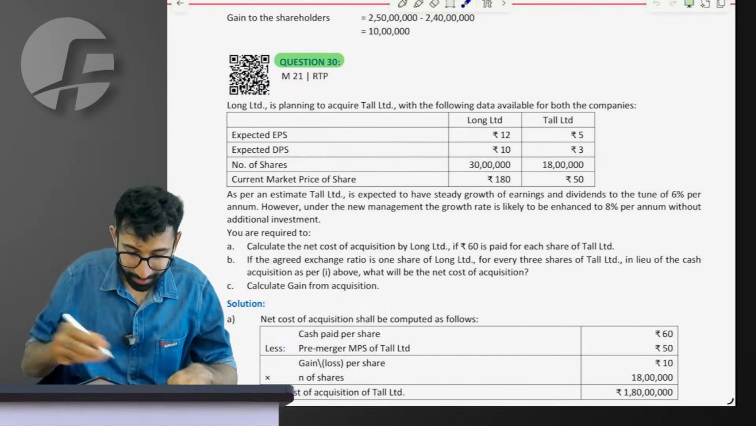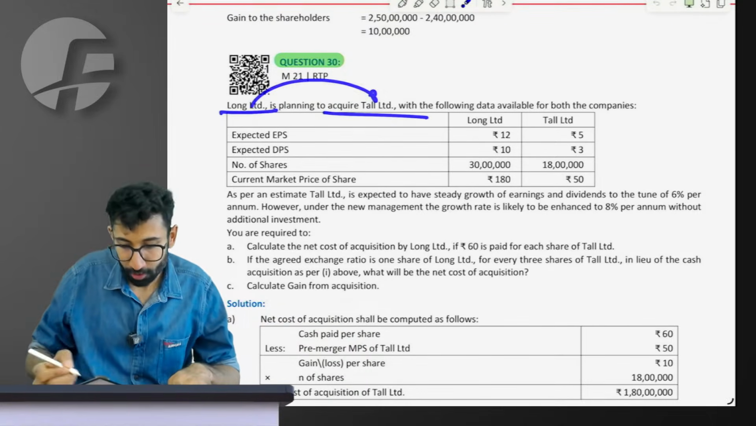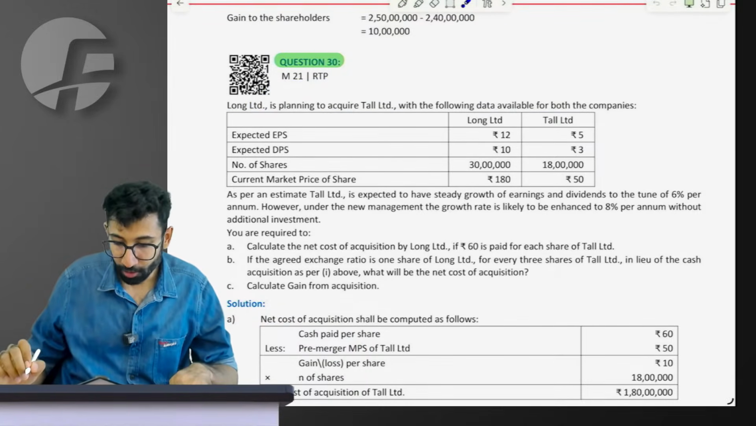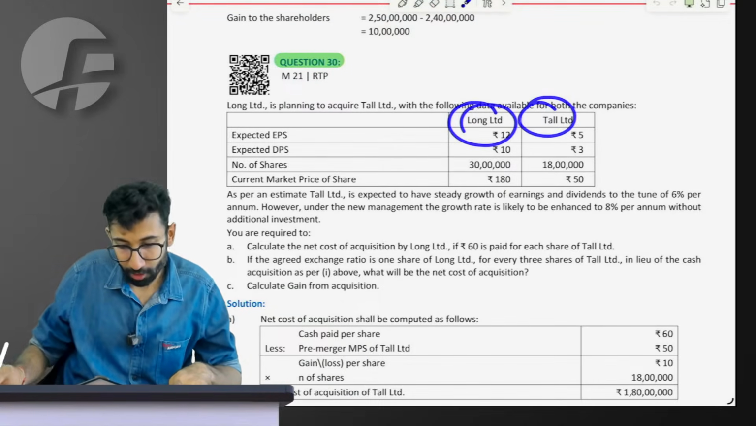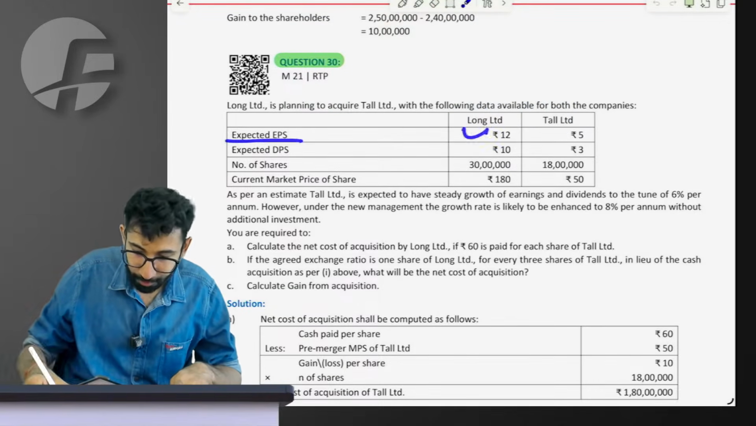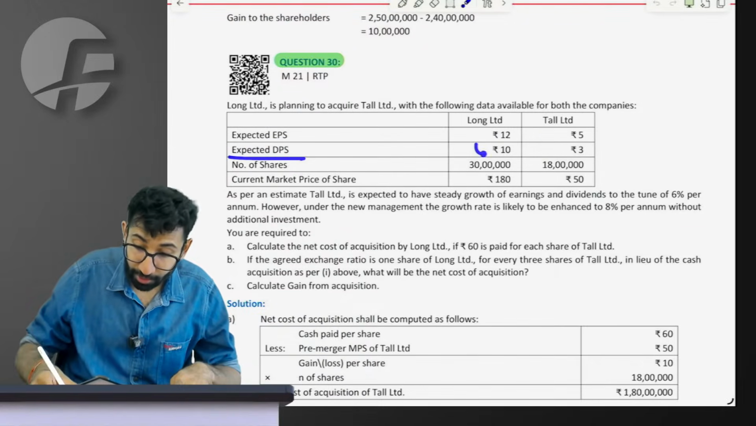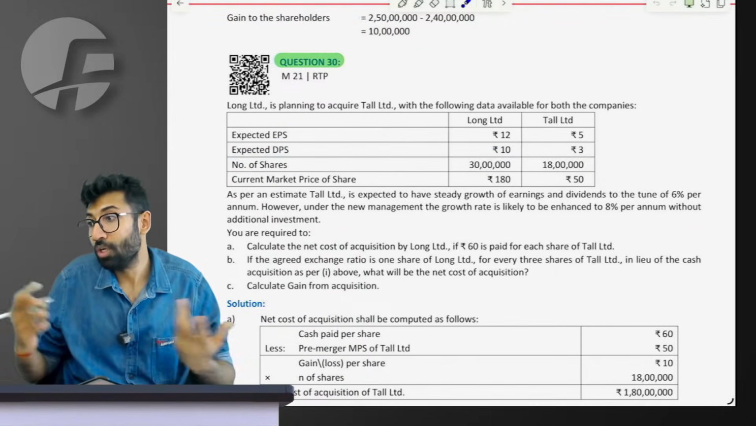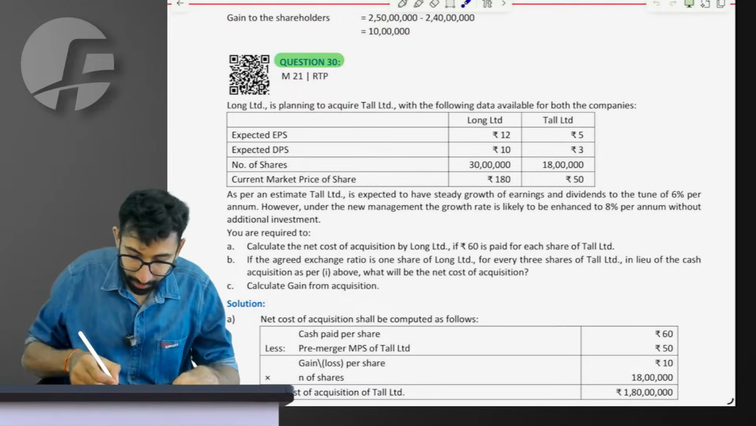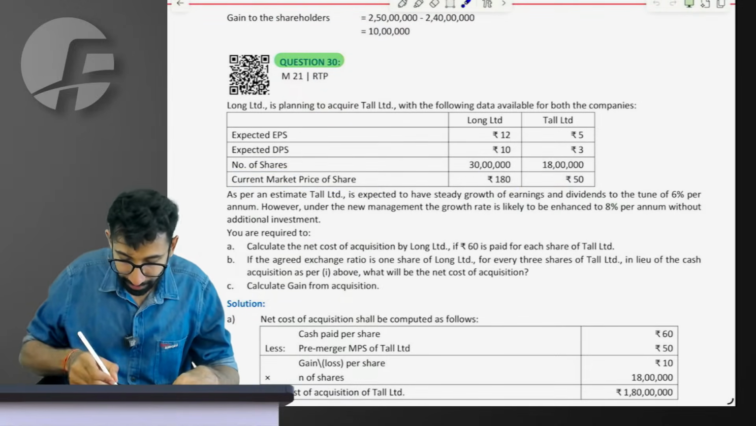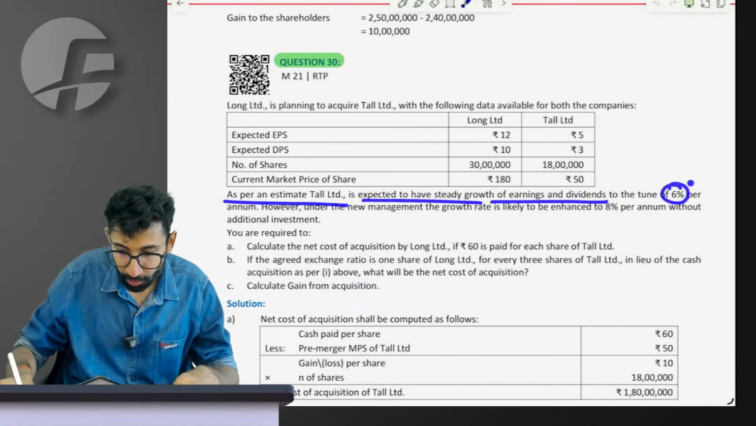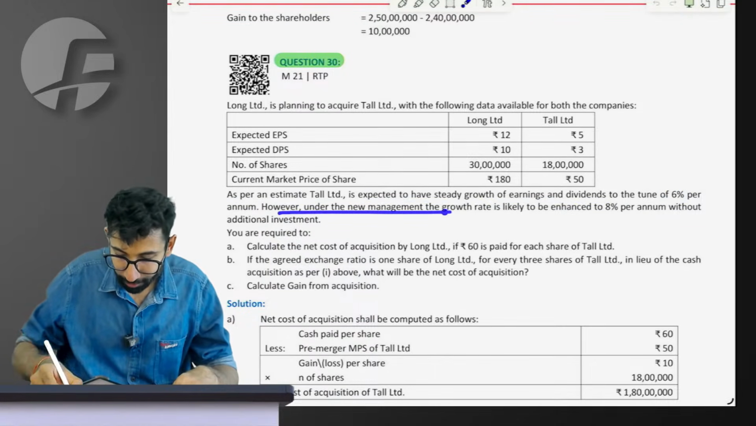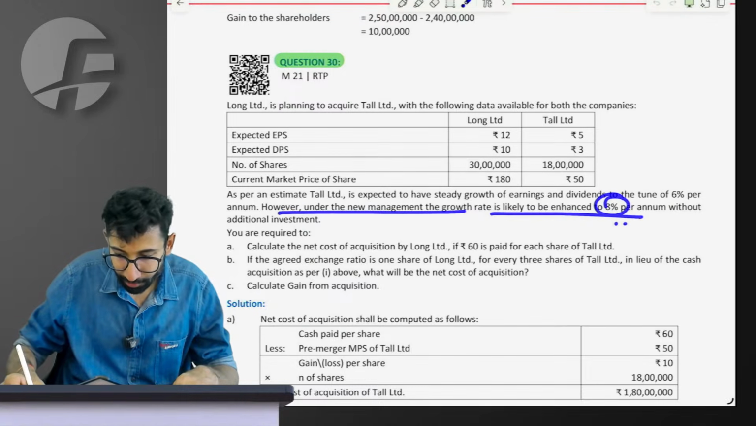What it says: Long is planning to acquire Tall with the following available information. This is Long Limited. This is Tall Limited. Expected earnings per share 12 and 5. Expected dividend per share 10 and 3. Number of shares 30 lakh and 18 lakh. Current market price 180 and 50. As per an estimate, Tall is expected to have a steady growth of dividend and earnings to the tune of 6% per annum. However, under the new management, growth is likely to increase to 8%.